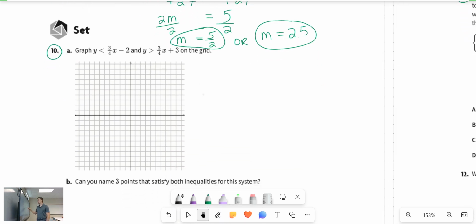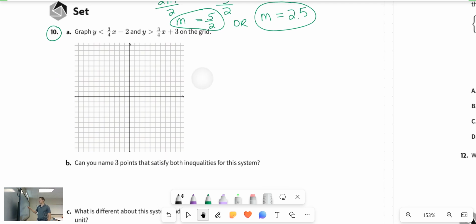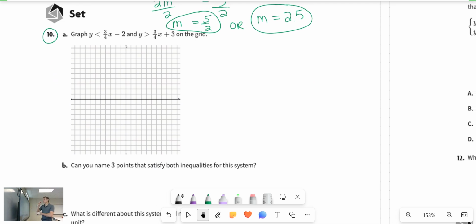All right, let's go look at what it wants for number 10. It's the set portion. So we have to graph two things: this portion, which we'll do in purple, and this portion, which we will do in green, on the grid below. All right, let's do that.